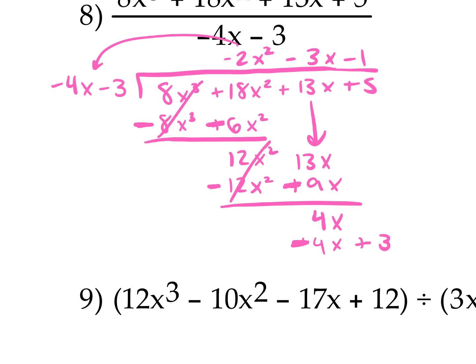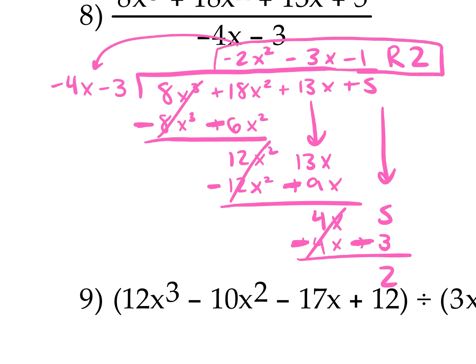Change a sign, and combine. So these cancel. Drop down the 5. 5 minus 3 would be 2. So our remainder is 2. That's our answer.